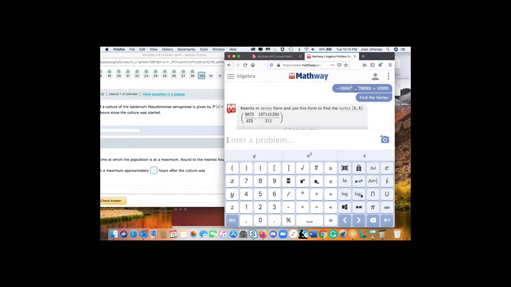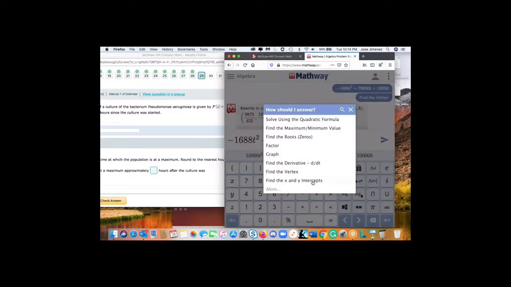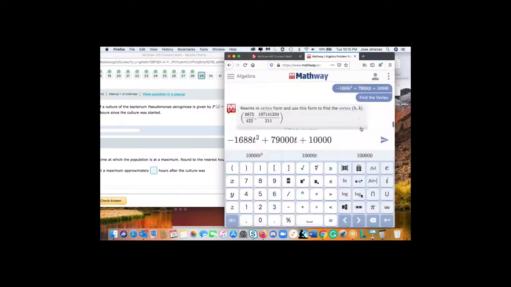Let me see what happens if I look to find the x and y intercepts, find the roots, find the maximum and minimum, factors, find the x and the y intercepts. No. Yeah, I guess the best way is to find the vertex. So, well, these are the vertex for that.